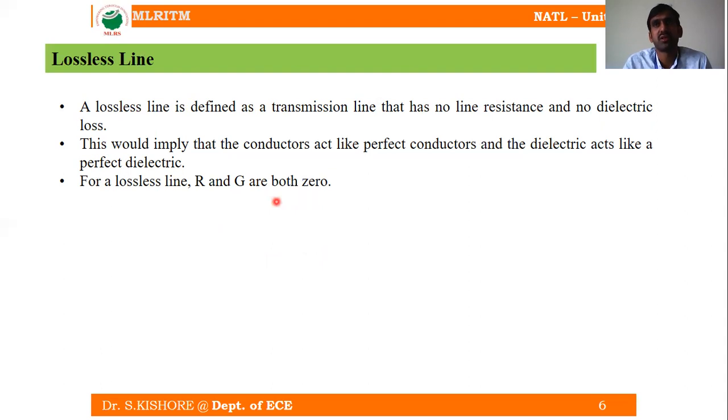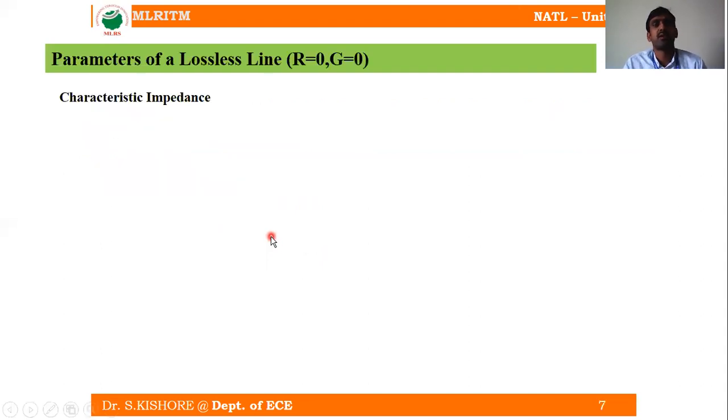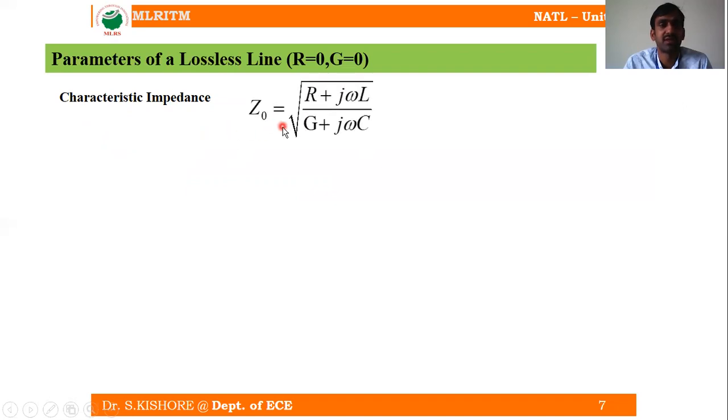What are the parameters for the lossless transmission line? So let us derive the expression for the lossless transmission line. Let us take the important parameter, that is the characteristic impedance. The expression which we have already derived for the characteristic impedance is Z0 equal to square root of Z by Y. Z0 is the characteristic impedance here, and Z is the series impedance, which is equal to R plus j omega L, divided by the shunt admittance Y, which is equal to G plus j omega C.